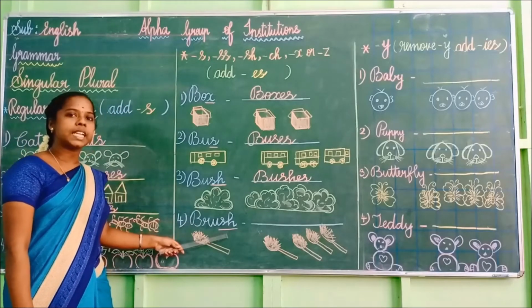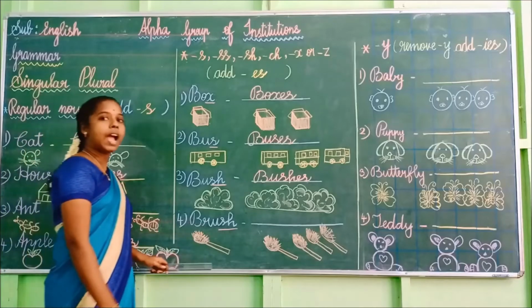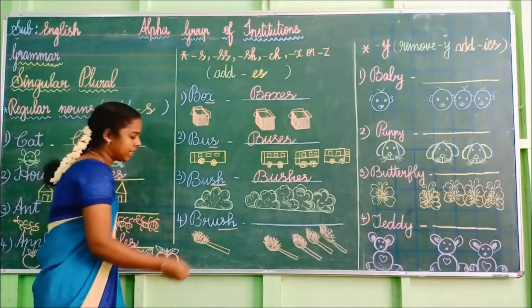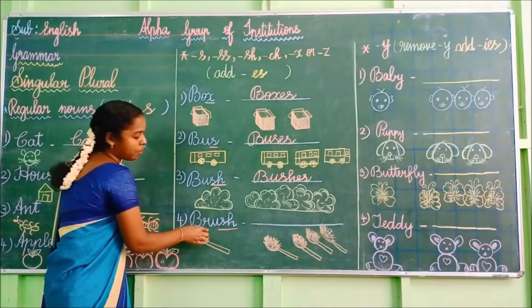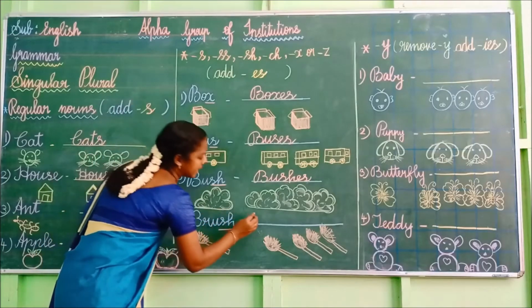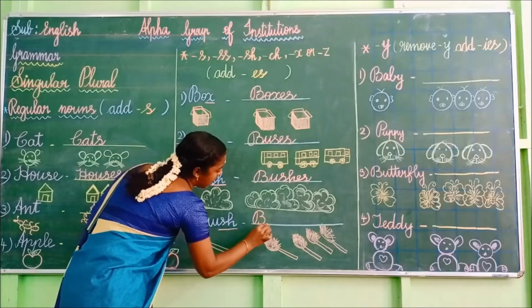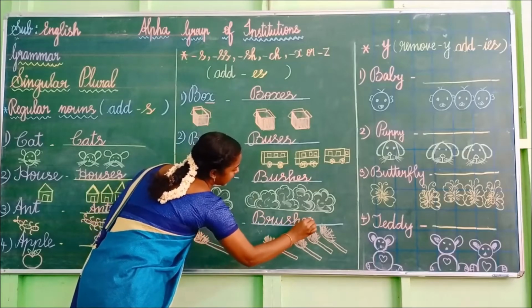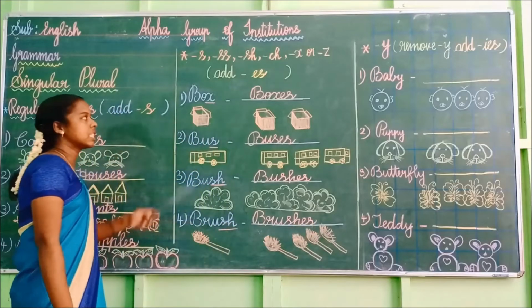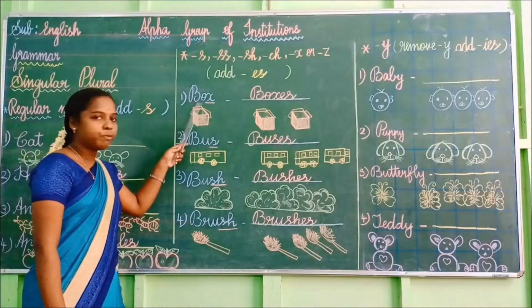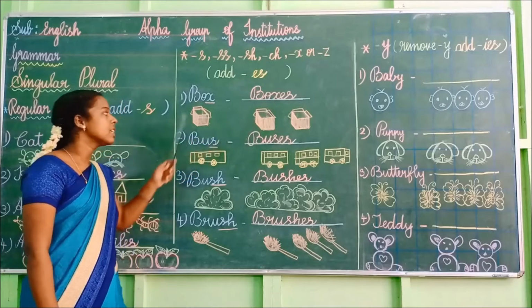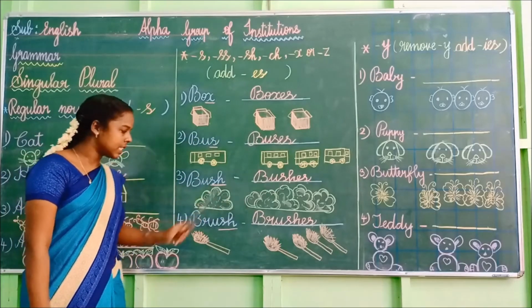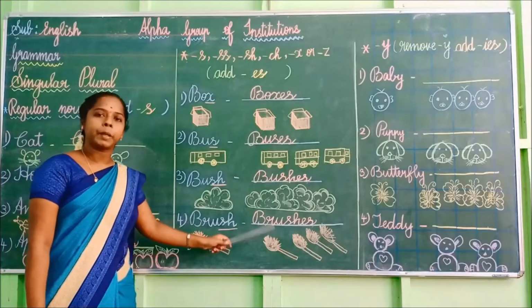Brush ends with the SH letter. So you have to add ES to change this singular into plural. See, the plural form of brush is brushes. B-R-U-S-H-E-S, brushes. So the plural form of box is boxes, bus is buses, bush is bushes, brush is brushes.